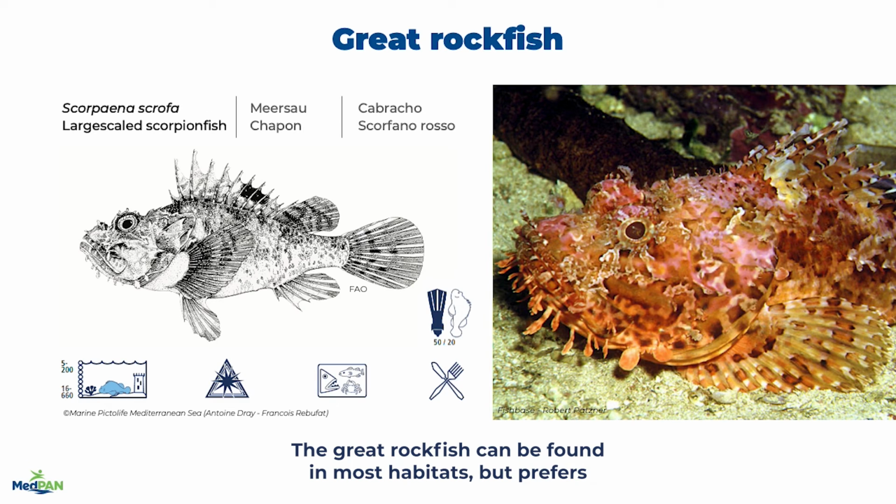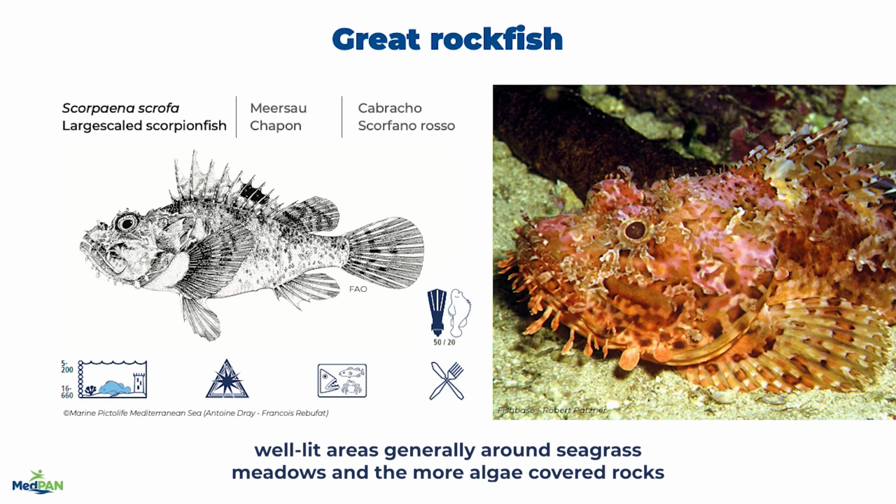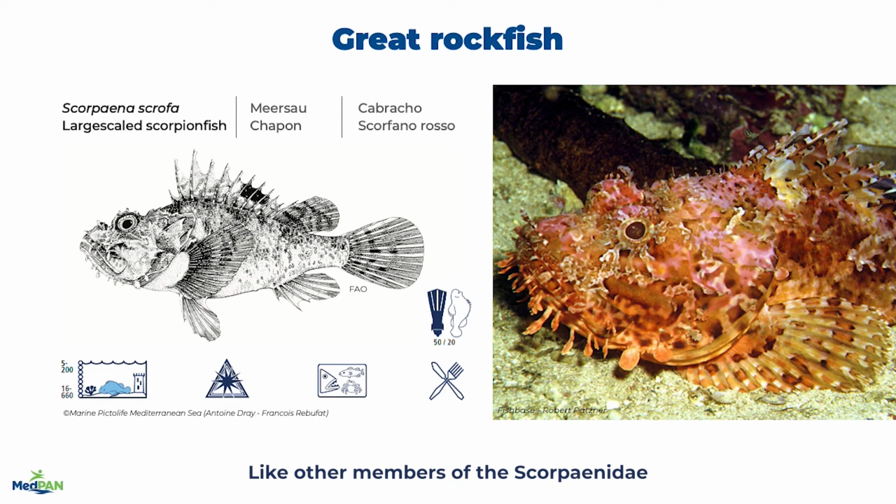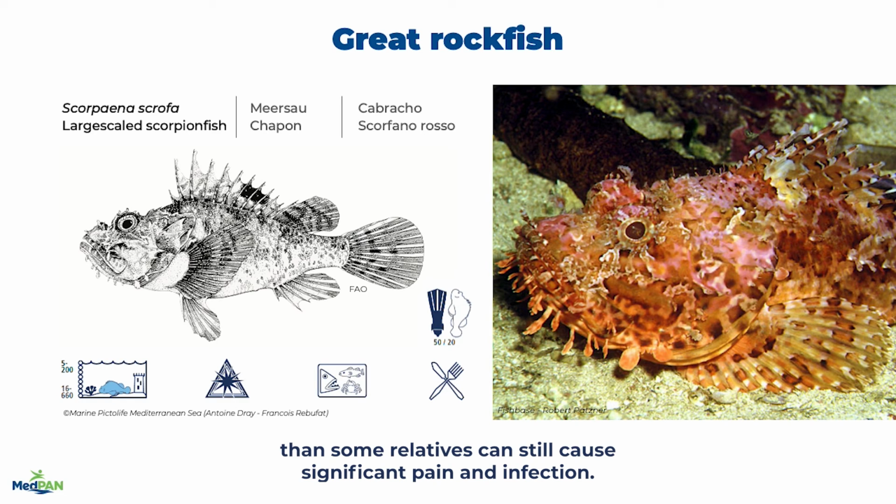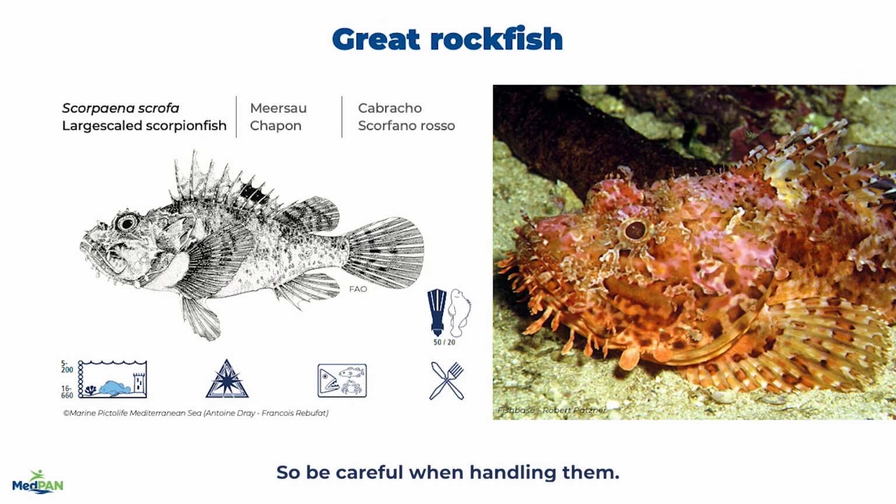The great rockfish can be found in most habitats but prefers well-lit areas, generally around seagrass meadows and among algae-covered rocks. Like other members of the Scorpaenidae family, the great rockfish has venomous fin spines which, while less toxic than some relatives, can still cause significant pain and infection, so be careful when handling them.